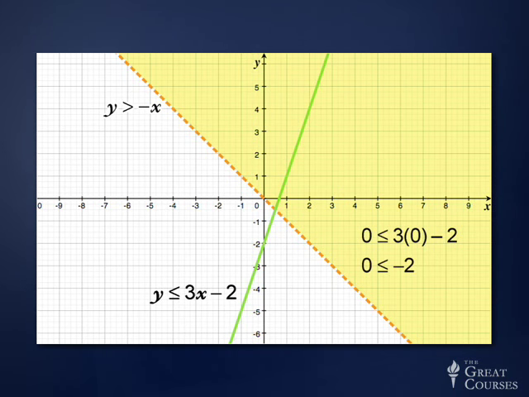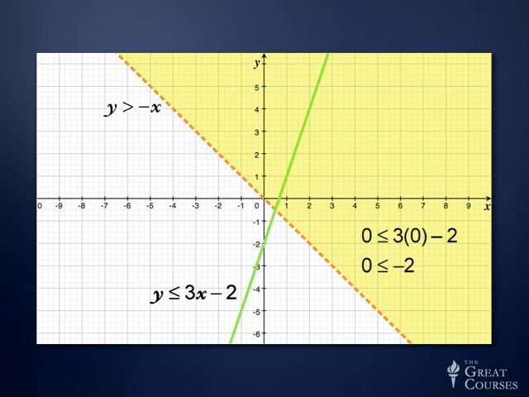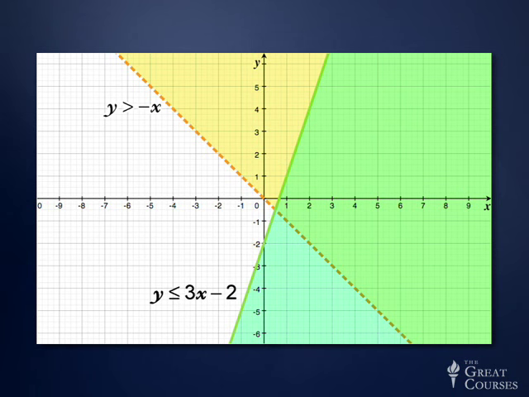And that's the same as 0 is less than or equal to 0 minus 2, or 0 is less than or equal to negative 2. Now, is that true or false? That's false. And that means that for this inequality, the origin is not in the region I want to shade. And that means I want to shade the region on the other side of that line and avoid the origin in that case. And at that point, I'm back to the same kind of problem I had before.